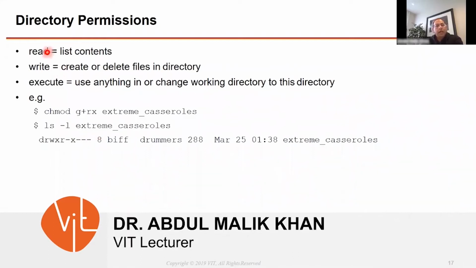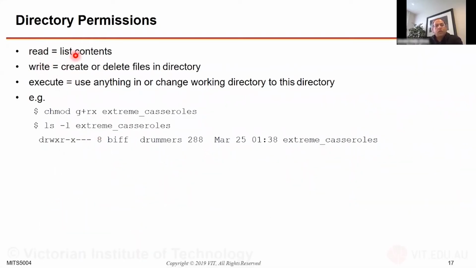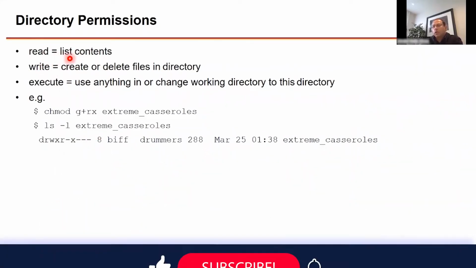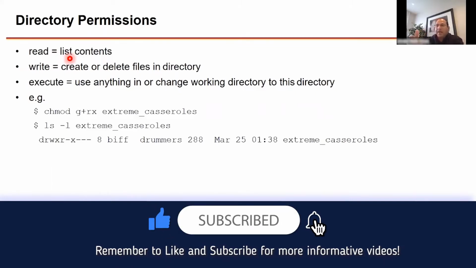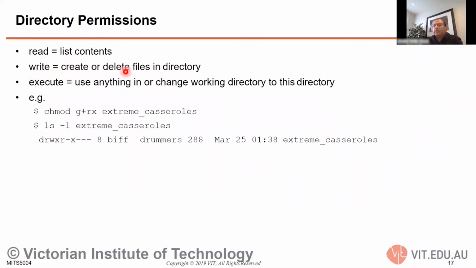So here's how the read, write, and execute permission works. Read is just to list the files. You can see that a file exists, and you can read the content of it. Write is to create or delete the files in that folder.